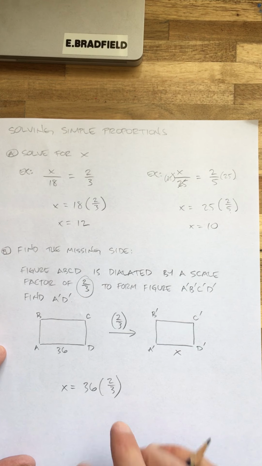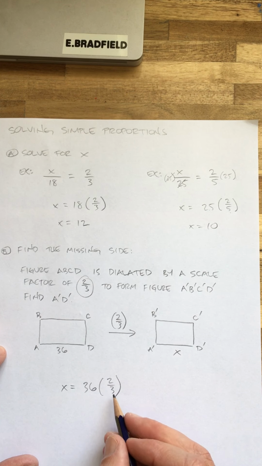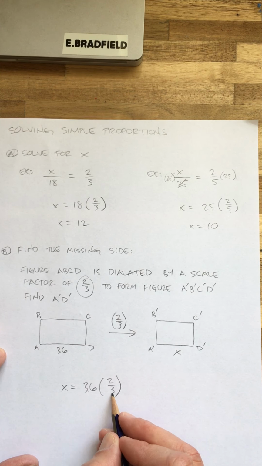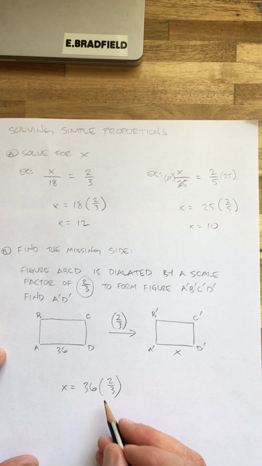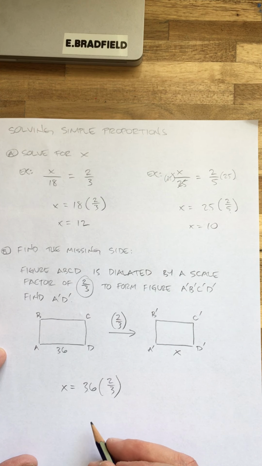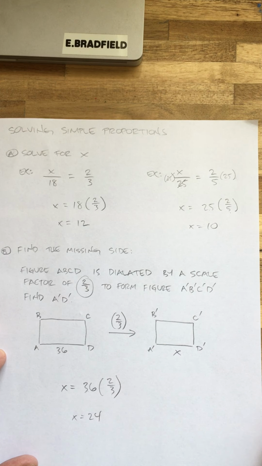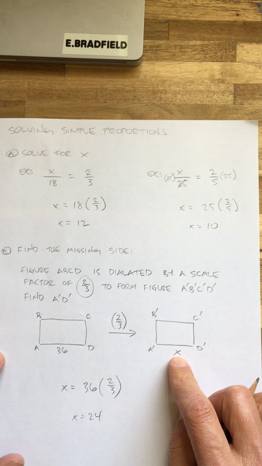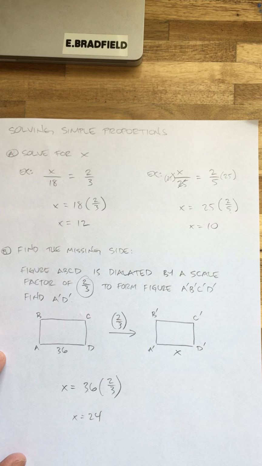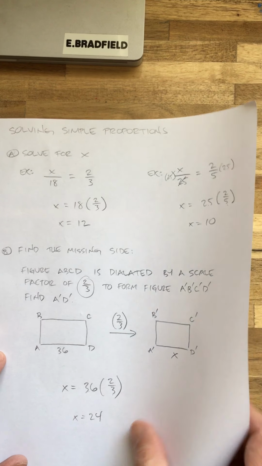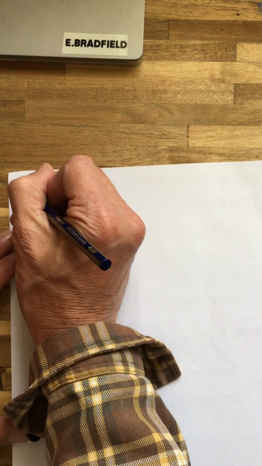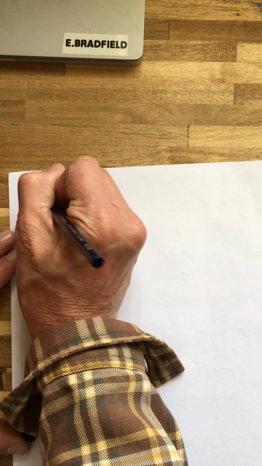Okay. All right, so let's do this. Do the division first. What's 36 divided by 3? Okay, well, you should know that. It's 12. And then multiply that 12 by 2, and you get 24. X equals 24. Okay, so this guy right here, side A prime D prime is 24. Okay. All right, let's find another missing side. Let's do another example, okay?